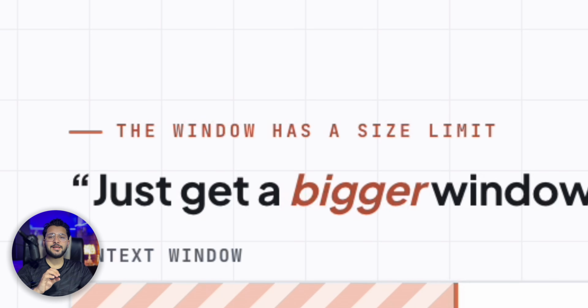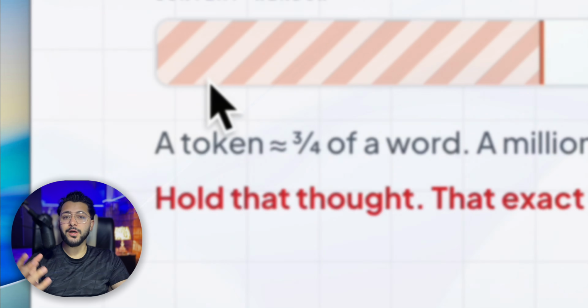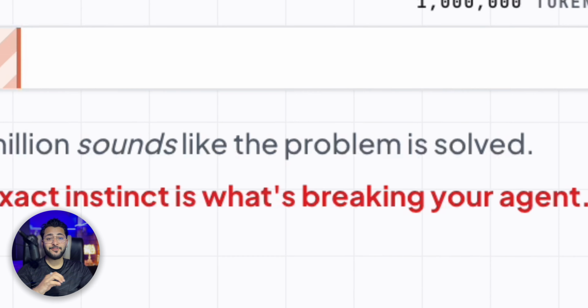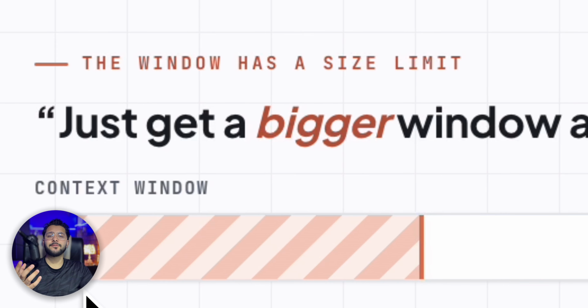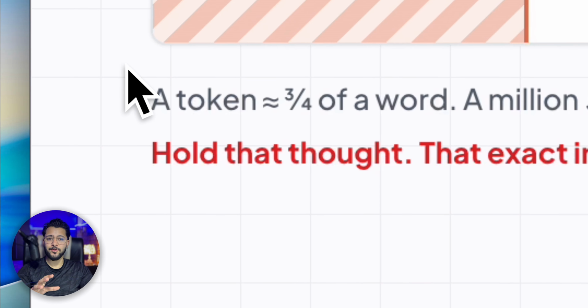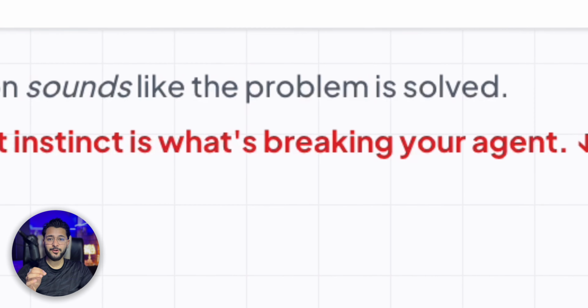Now, the window has a limit. You have heard the big numbers: a million tokens, 2 million. A token is about 3/4 of a word, so a million tokens is like reading several books at once. Sounds like the fix is easy, right? Just get a bigger window, dump everything in, let the model sort it out. Hold that thought, because that's exactly what's breaking your agent.